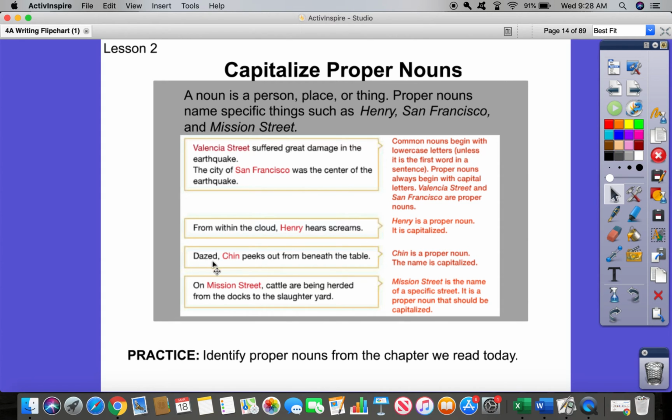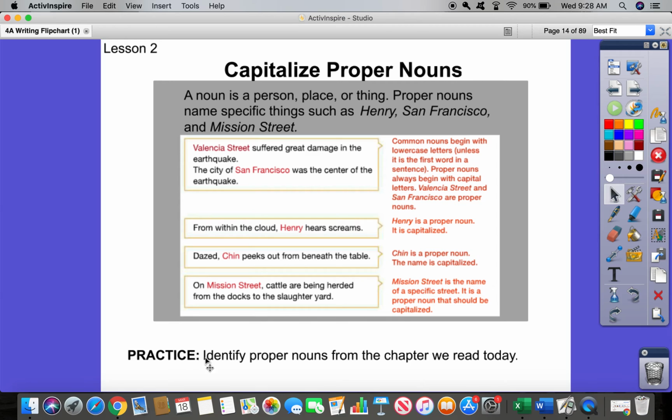Dazed, one of our vocabulary words, that means he was confused, not sure how to react. Dazed, Chin peeks out from beneath the table. Chin is a proper noun. The name is capitalized. And finally, on Mission Street, cattle are being herded from the docks to the slaughter yard. Mission Street is the name of a specific street. It is a proper noun that should be capitalized.